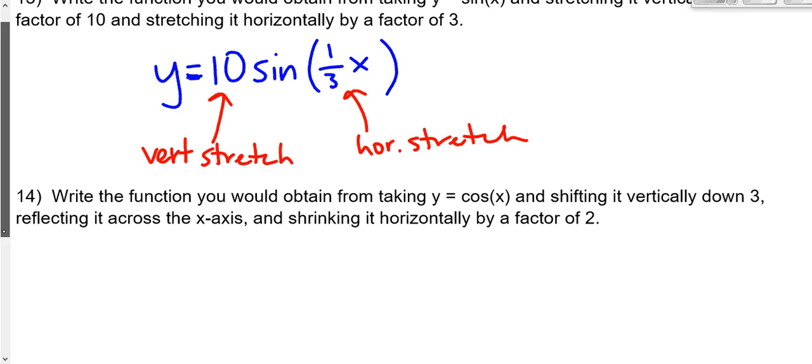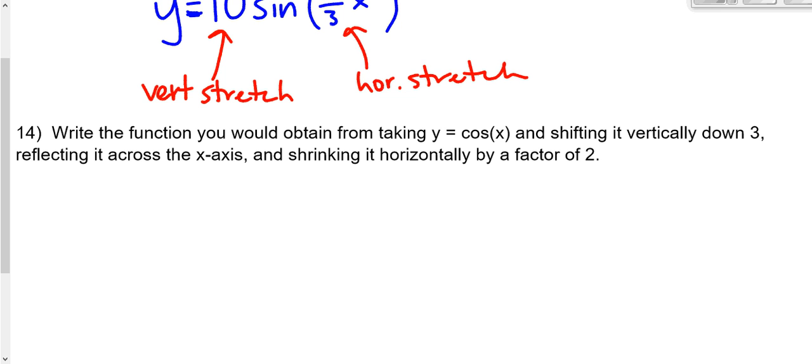And number 14. Write the function you would obtain from taking y equals cosine x and shifting it vertically down 3, reflecting it across the x-axis and shrinking it horizontally by a factor of 2. Okay, you can pause and give that a try. All right, shifting it down 3, that's where we're going to subtract 3 on the outside. I'm going to have a minus 3 out there. And then reflecting it across the x-axis, that's going to give us a negative on the outside.